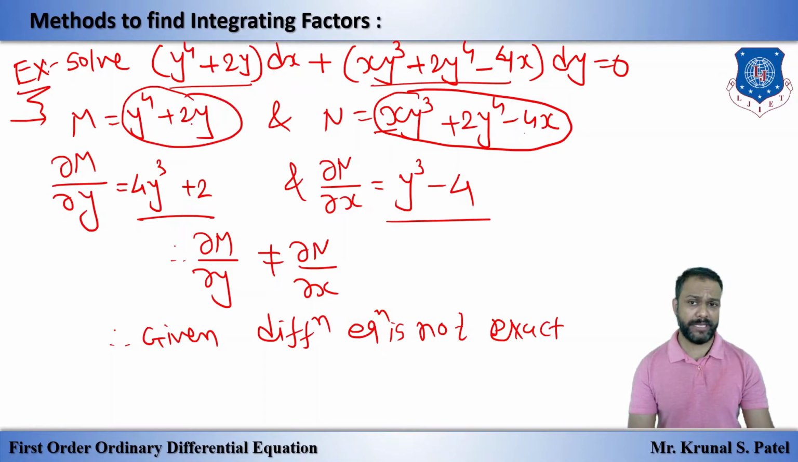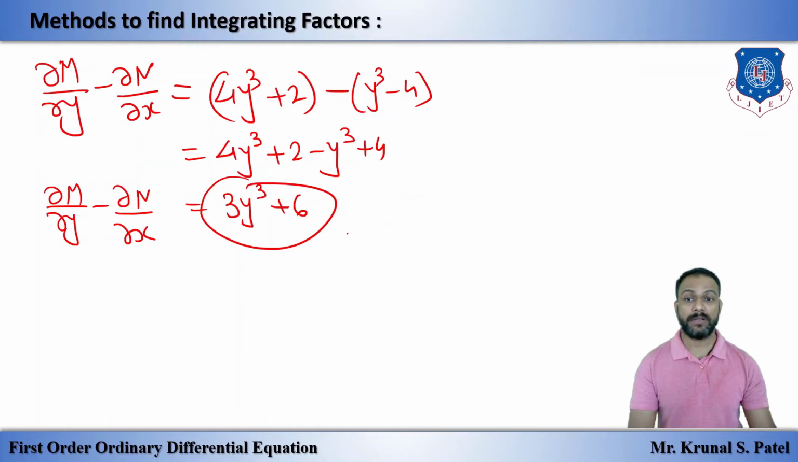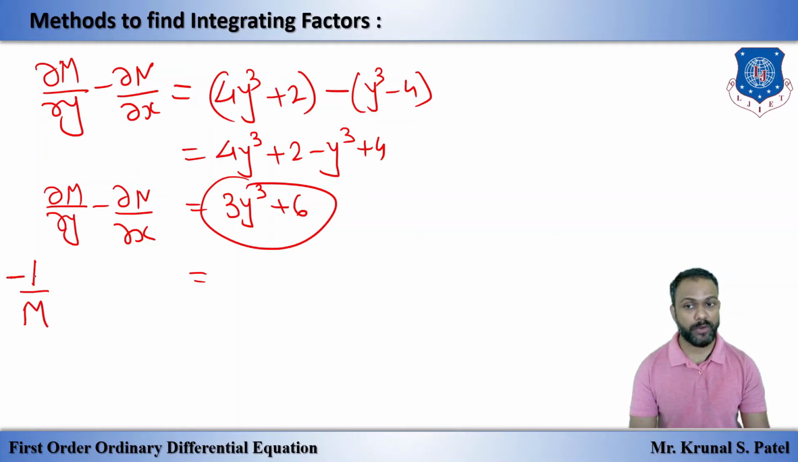And this is the y only. So if we take y from this, we have y cube plus 2, which can help us. So we will multiply with 1 by m, but as I told, whenever we use 1 by m, we put minus, because the formula is that.